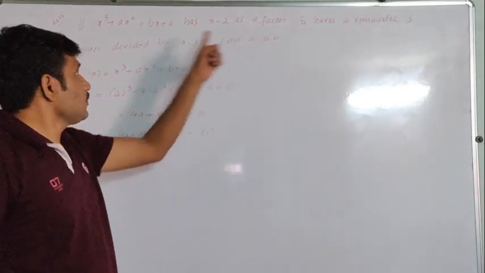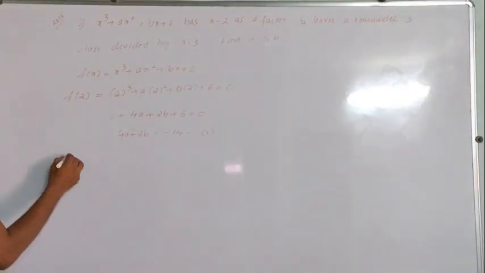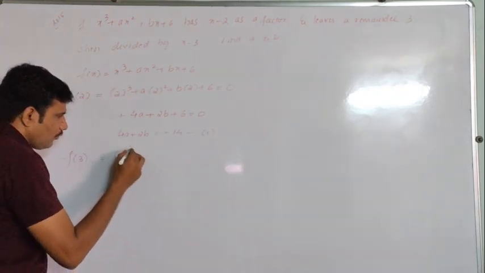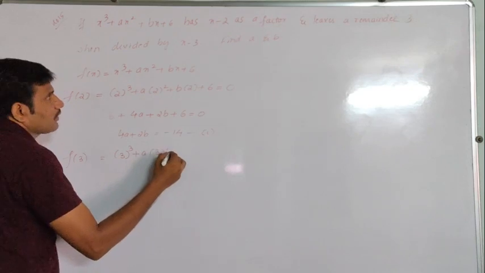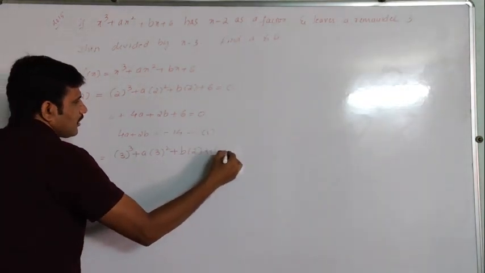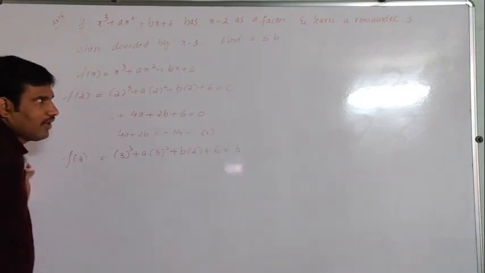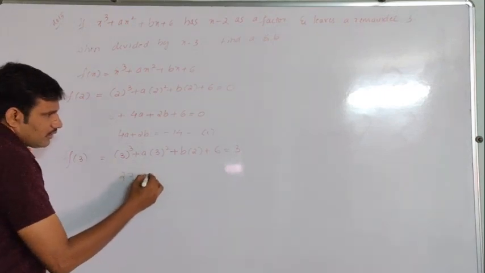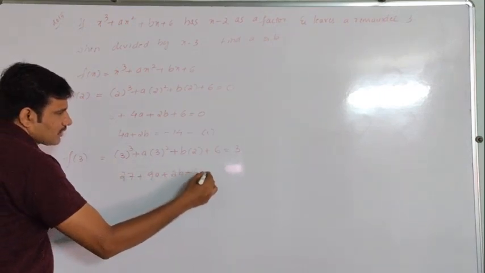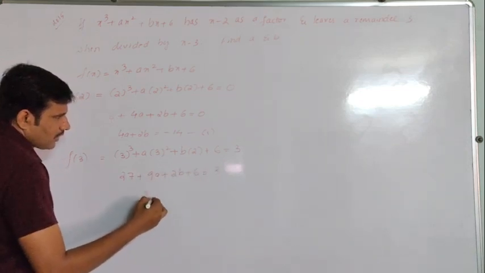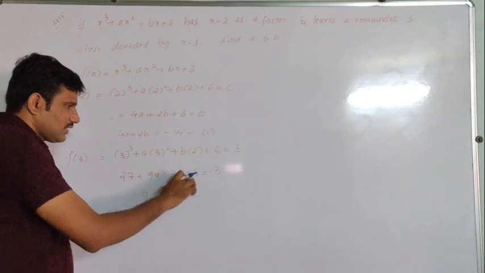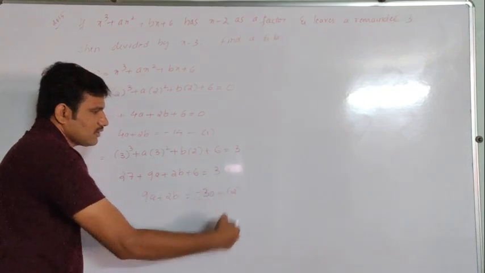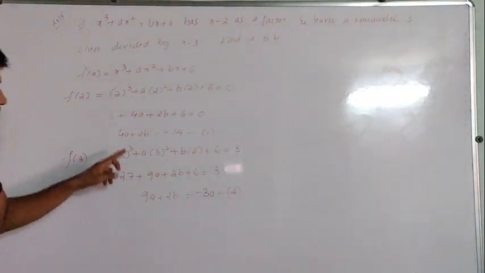Already we know this. It leaves the remainder 3 when divided by x minus 3. So x minus 3 means we have to find f of 3. f of 3 is equal to 3 cube plus a into 3 square plus b into 3 plus 6. The remainder is how much? The remainder is 3. When it is a factor, the remainder will be 0, otherwise the remainder is 3. Now 3 cube is 27, 3 square is 9a plus 3b plus 6 equal to 3. Now it is 9a plus 3b. 27 plus 6 is 33. If it comes to the right hand side, 3 minus 33 is minus 30. Now this is the equation. Now we have to solve these two equations. So what is the first equation?